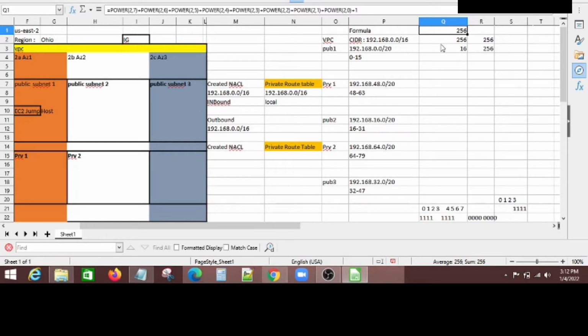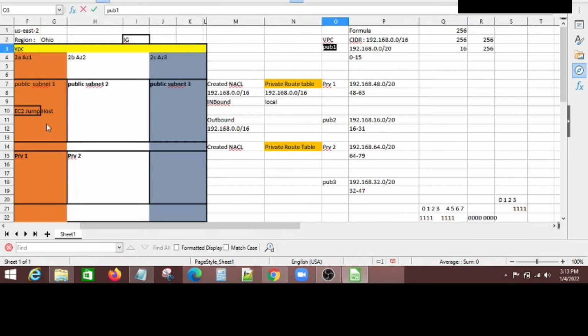This is the formula that I used. So 16 variations are allowed. Because we're starting from 0, you can use 0 to 15. For the last octet, it's the same, because it is allowed with 8 bits, so 2 to the power of 7 down to 2 to the power of 0 can be used. So 256. So for the third octet, I can use 0 to 15. That was public subnet 1.